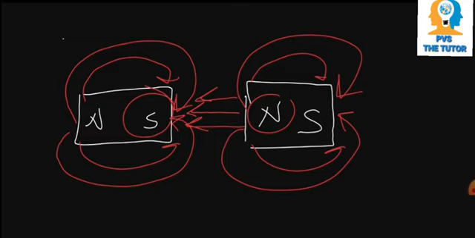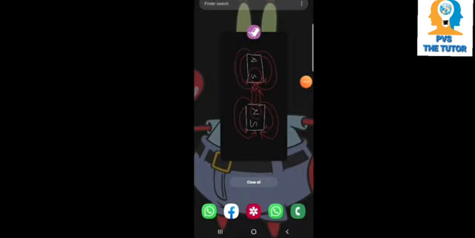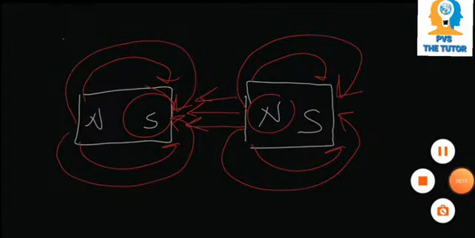Let's see how we can draw the magnetic field lines on two magnets facing each other with the same poles. So look at magnets facing each other with the same poles.